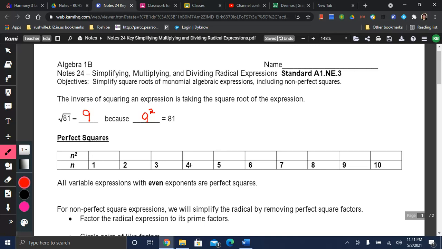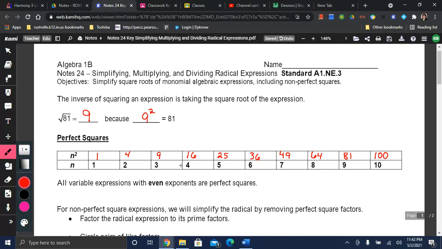So as you think about your perfect squares, 1 times 1 is 1, 2 times 2 is 4, 3 times 3 is 9, 4 times 4 is 16, 5 times 5 is 25, 6 times 6 is 36, 7 times 7 is 49, 8 times 8 is 64, 9 times 9 is 81, and 10 times 10 is 100. If we were to do the square root of this top row, we would get the number that we took times itself to get our perfect squares.